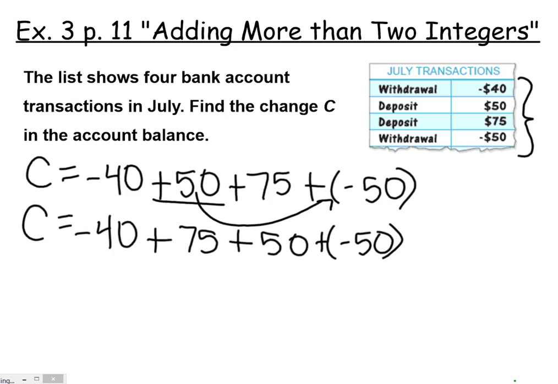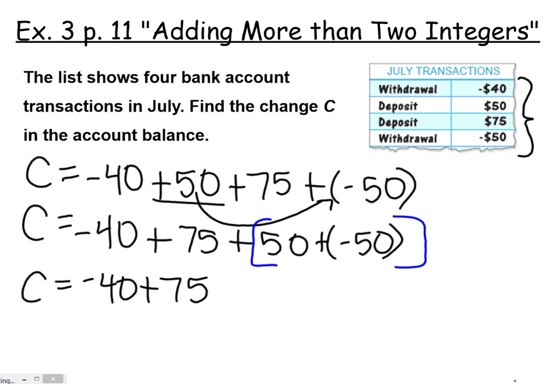Now, using the associative property of addition, I can group the positive 50 and the negative 50 together, and I know that they're opposites, and opposites combine to make 0. So these will cancel out, and now I am left with negative 40 plus 75. Now, these have different signs. When they have different signs, we subtract.